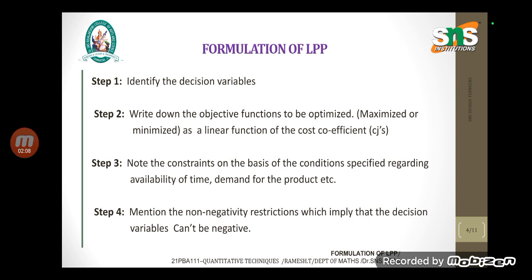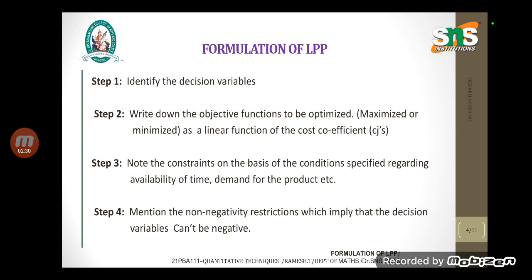What is the formulation of LPP? How do we formulate a linear programming problem? We follow four different steps. The first one is to identify the decision variables, that is x1, x2, ..., xn, and the second one is to write down the objective to be optimized. What is the objective? It is a linear function to be maximized or minimized.